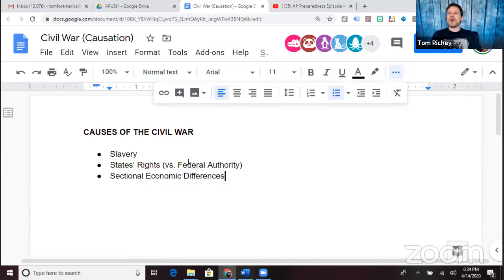Especially at the turn of the 20th century, that was very popular. Now, one thing we would want to note when you look at these three causes is that slavery would be a social cause. If you look at history as being driven by social factors, you would be most likely to think of slavery as the main overarching cause. States' rights versus federal authority would be a political cause, and sectional economic differences would, of course, be economic. So you've got a political, an economic, and a social explanation.